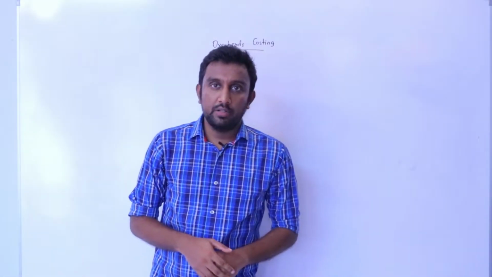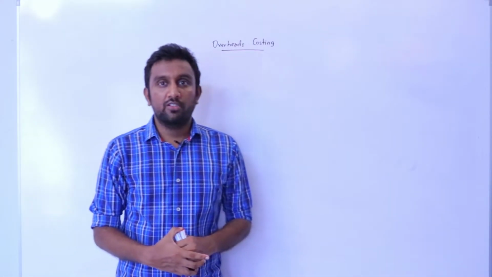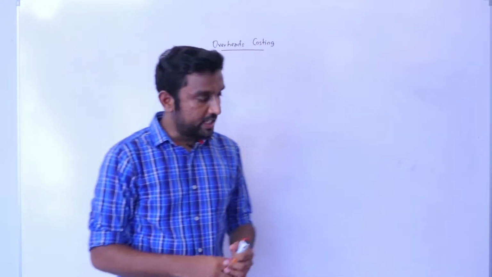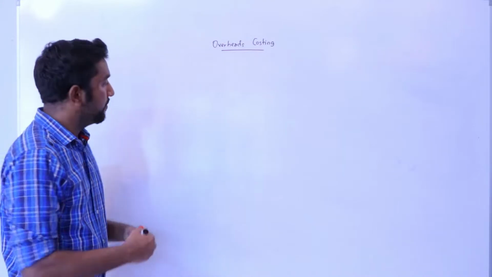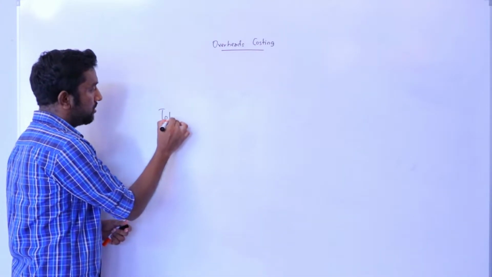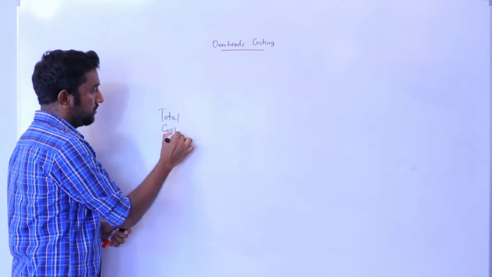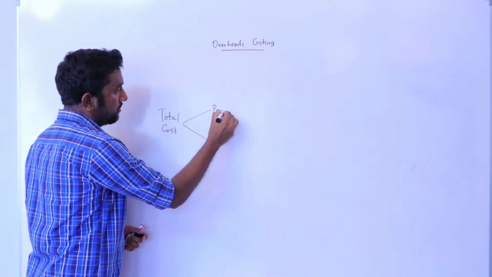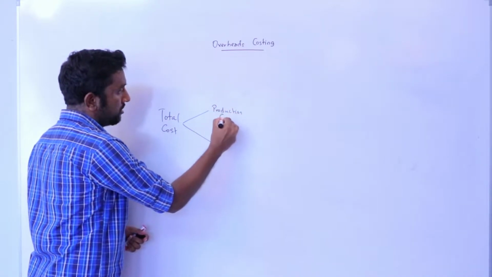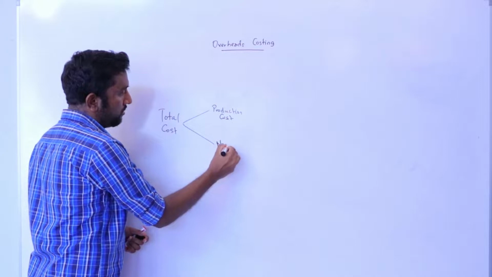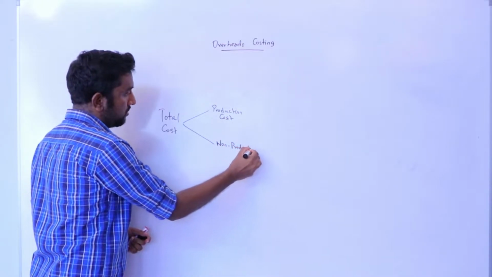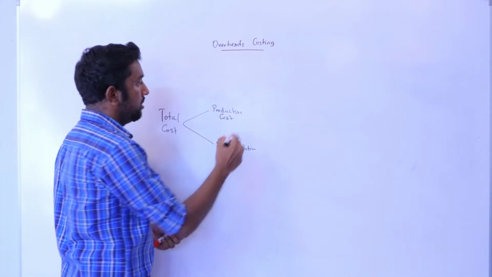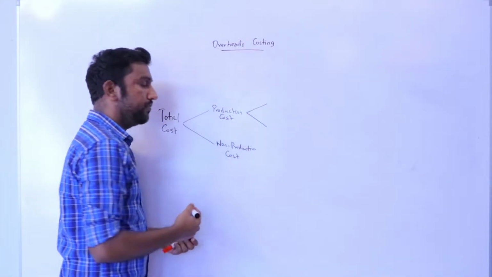Hi, today I'm going to cover overheads costing, which is one of the parts in cost accounting. Before I go into the chapter, I'll try to explain the classification of cost. So we have something called total cost, and total cost I divide into two: production cost and non-production cost.